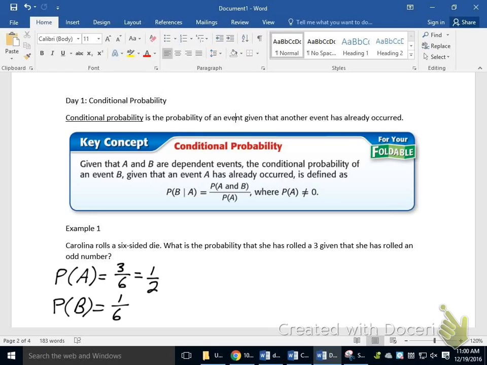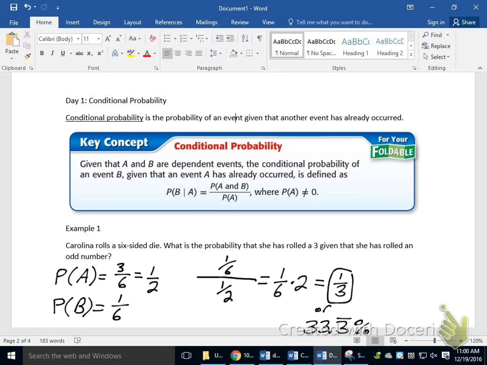Now, let's go ahead and calculate this. The probability of rolling a 3, given that she's already rolled an odd number, is going to be 1/6 divided by 1/2. Which is equal to 1/6 times 2. I reciprocated the bottom fraction to 2 over 1 to multiply by it. And 2 divided by 6 is 1/3, or 33.3%. And that's the answer for this first example.